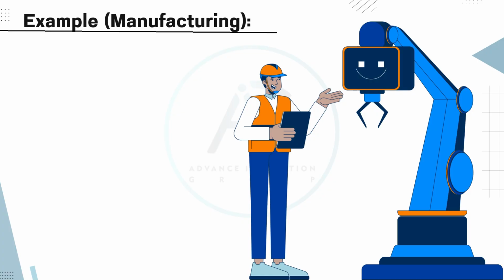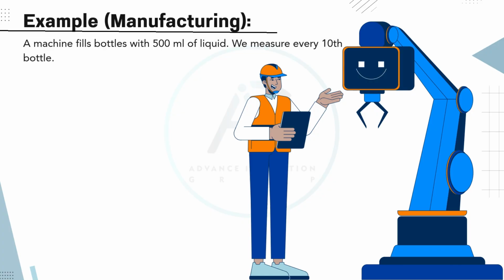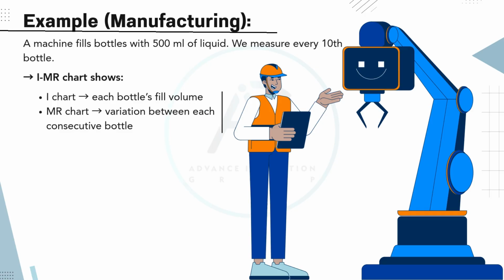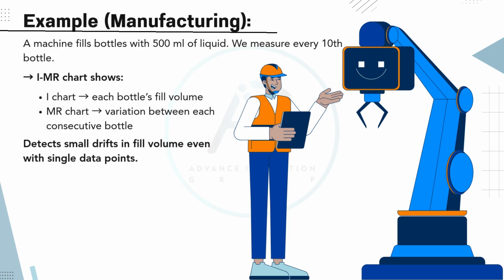Example: manufacturing. A machine fills bottles with 500 milliliters of liquid. We measure every 10th bottle. IMR chart shows: I chart, each bottle's fill volume. MR chart, variation between each consecutive bottle. Detects small drifts in fill volume, even with single data points.